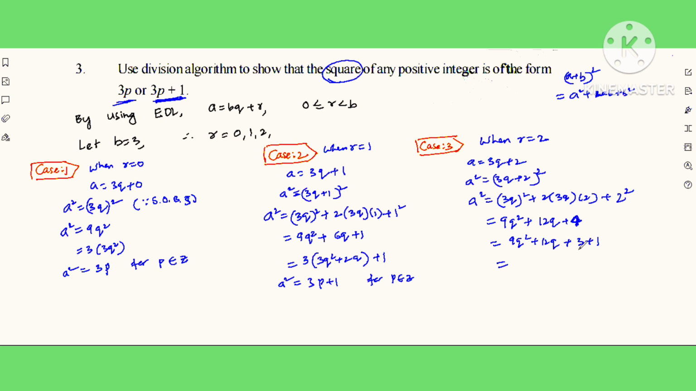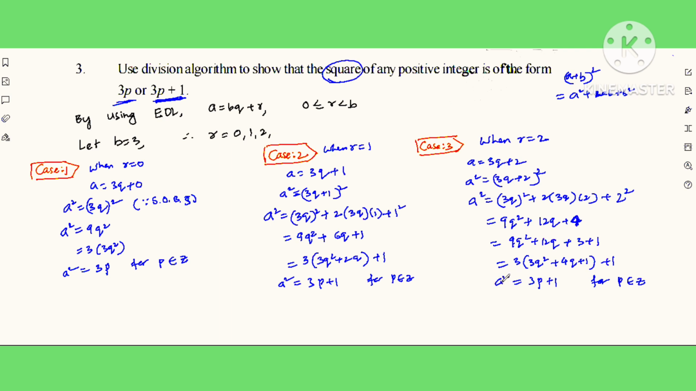Now in the first 3 terms we get 3 common: 3 into (3Q square plus 4Q plus 1). Here we know that 3 divides 9, 3 divides 12, 3 divides 3. That's why I'm taking 3 common. 3 into 3, 9Q square, 3 4s are 12Q, 3 1s are 3. Plus 1. Again, it is 3P plus 1, for P belongs to Z.